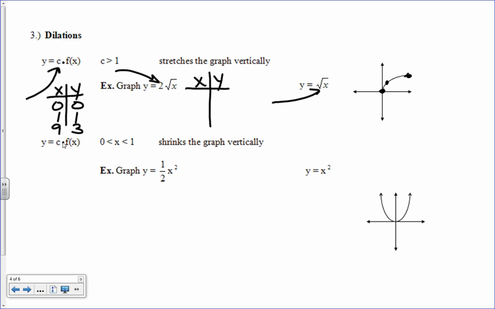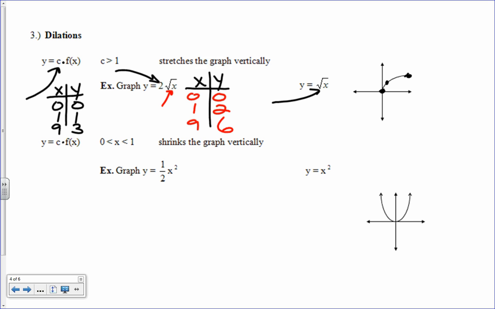Let's put in the same values, 0, 1, and 9. If you put in 0, you put 0 right in there, and then it's still 0, right? What happens when you put in 1, though? Yeah, you get actually 2, and when you put in 9, you actually get 6, right? So you do agree it's basically twice as tall as it was before?